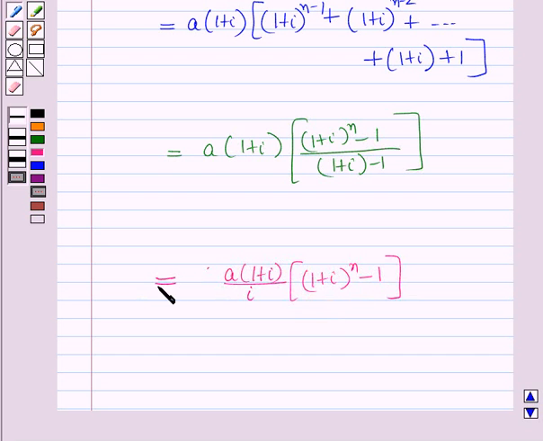Therefore, this is the future amount of the annuity, which is denoted by capital A. And in this case, n denotes the last payment made after n minus 1 periods, and the accumulated money is received after n periods, as in the case of recurring deposits in a bank.